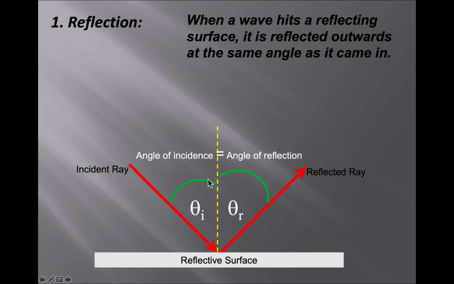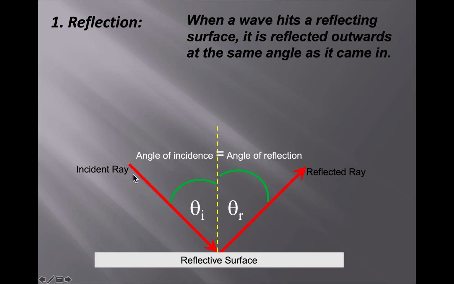The angle between the incoming ray and the normal is referred to as the angle of incidence. And then the reflected ray, the angle between the reflected ray and the normal line here is also called the angle of reflection. And as you notice here, the angle of incidence is equal to the angle of reflection. In other words, the angle that this comes in will be exactly the same angle as it leaves.